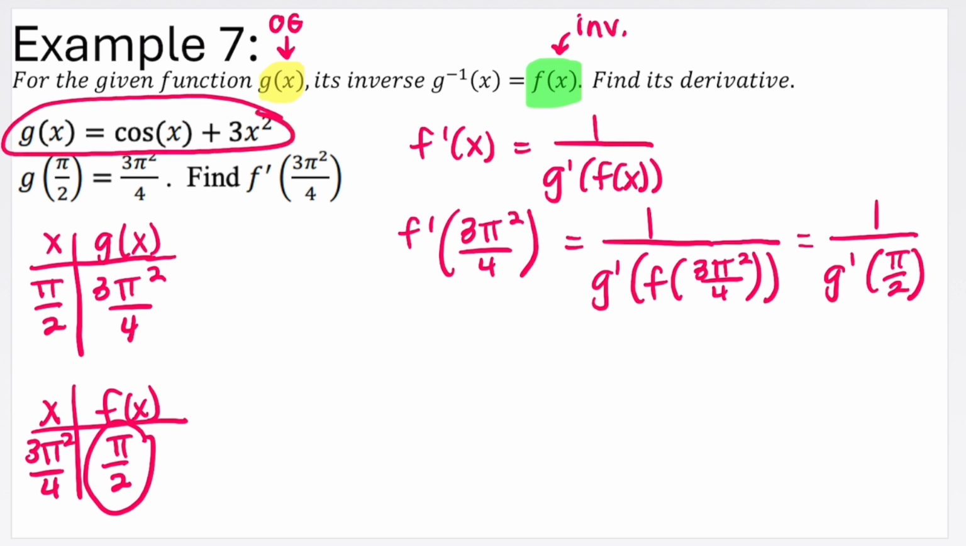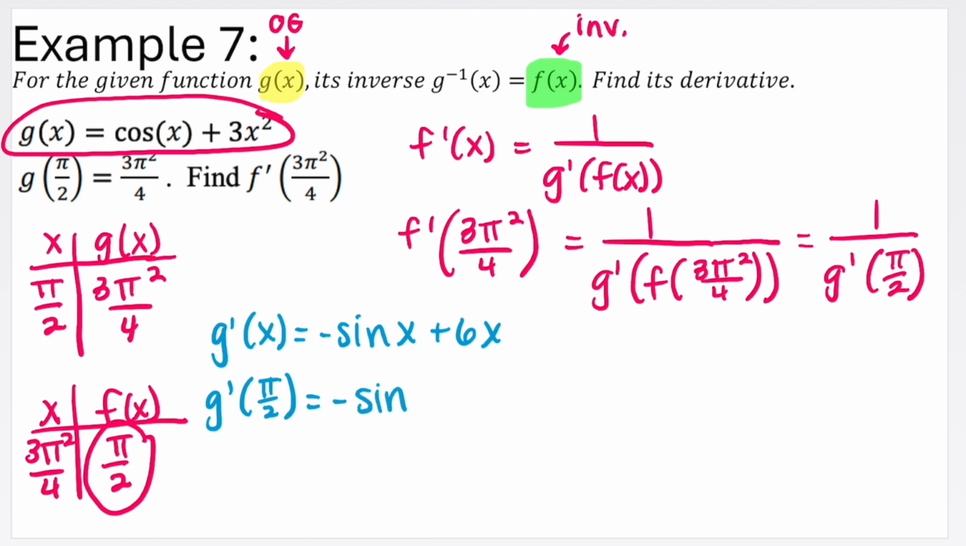So I'm going to have to find the derivative of g, and then I'm going to plug pi over 2 into that to actually figure out what the derivative of the inverse function is going to be. So let's go ahead and find the derivative of g. So g prime of x equals negative sine of x plus 6x. And now I'm going to find g prime of pi over 2 equals negative sine of pi over 2 plus 6 times pi over 2.